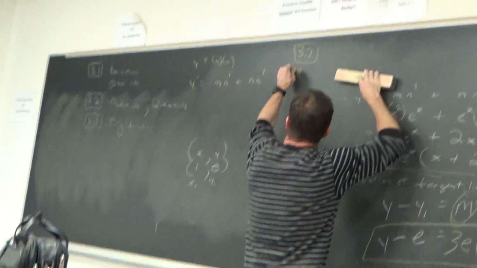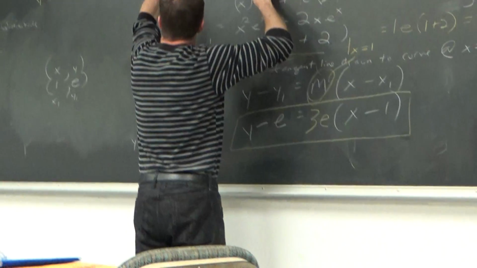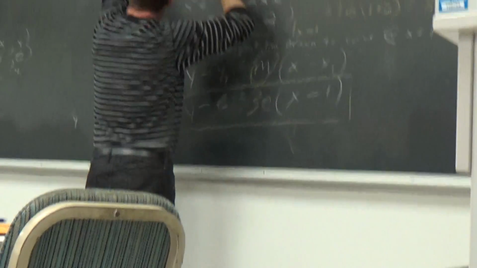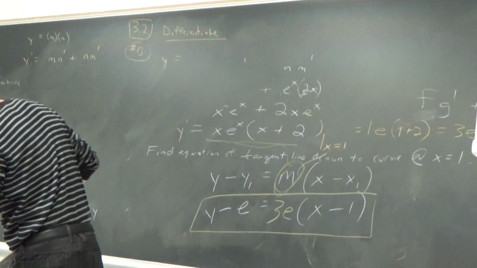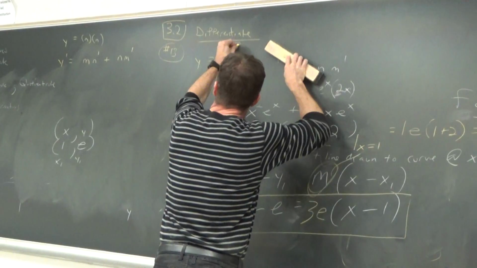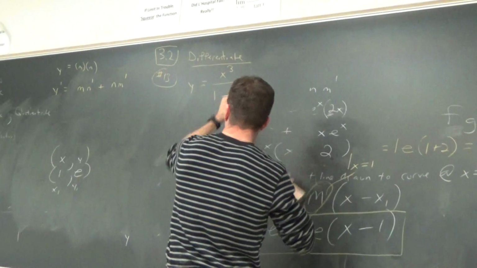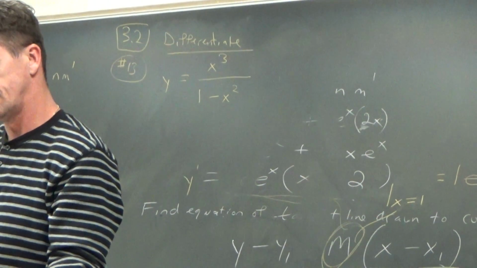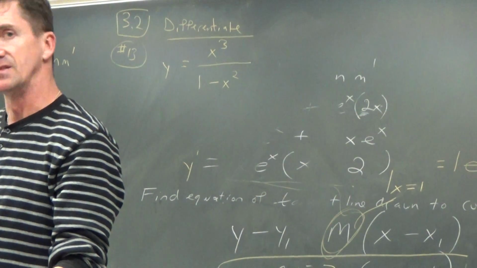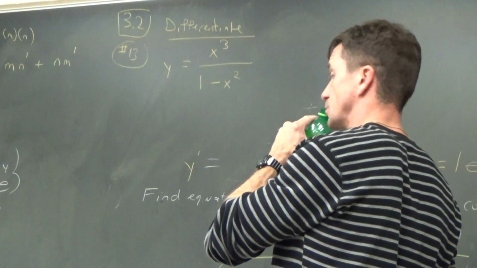This is in section 3.2, and it's number 13. The directions: differentiate y equals x cubed over 1 minus x squared. So this is brand new now. We need a rule.